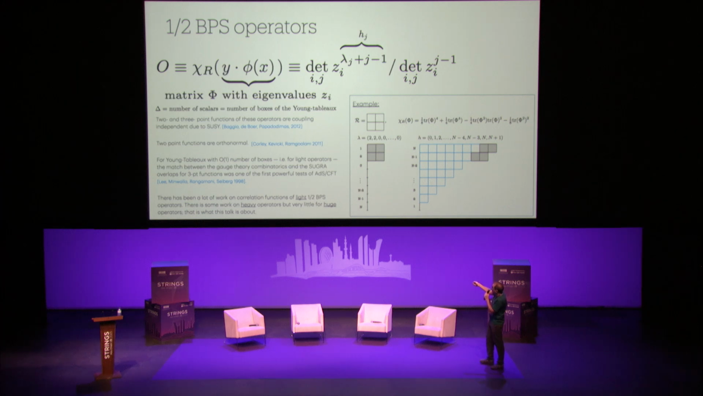This is a nice basis of operators. The reason I like them very much is because they are orthonormal. They form an orthonormal basis. So different representations have 0 2-point function. So it's a nice basis of operators.